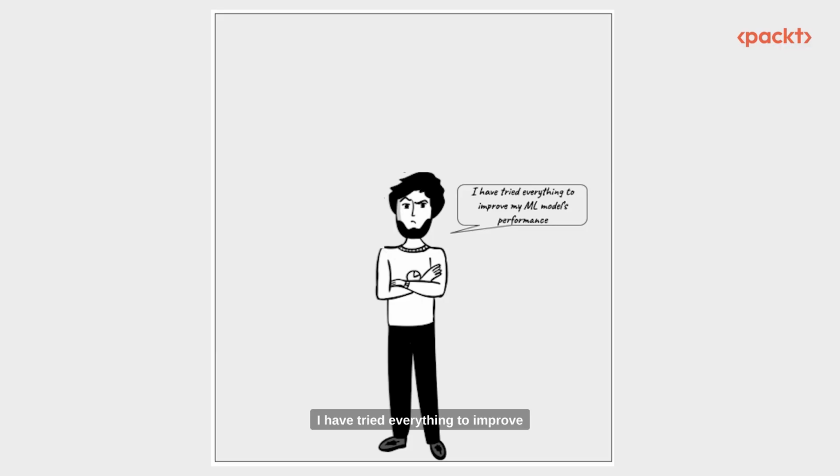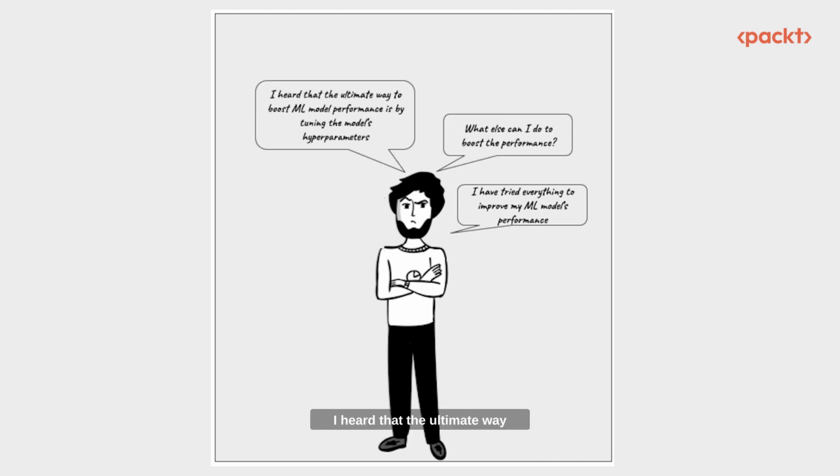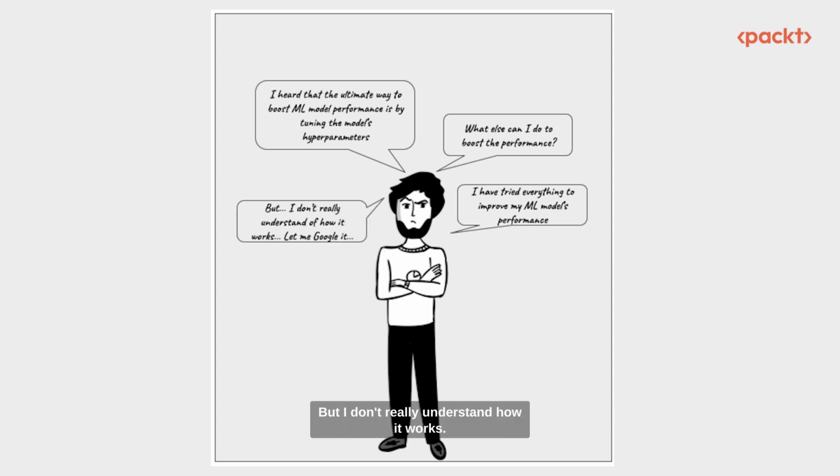I have tried everything to improve my machine learning model's performance. What else can I do to boost the performance? I heard that the ultimate way to boost machine learning model performance is by tuning the model's hyperparameters. But I don't really understand how it works.